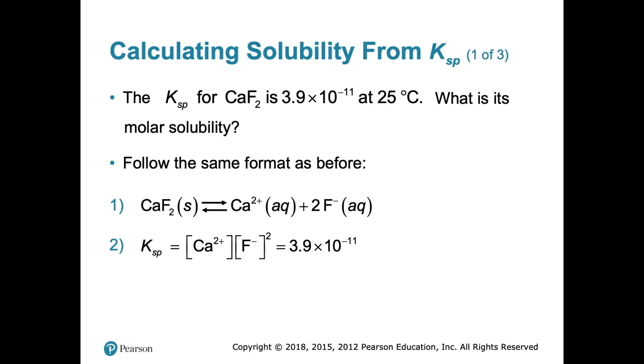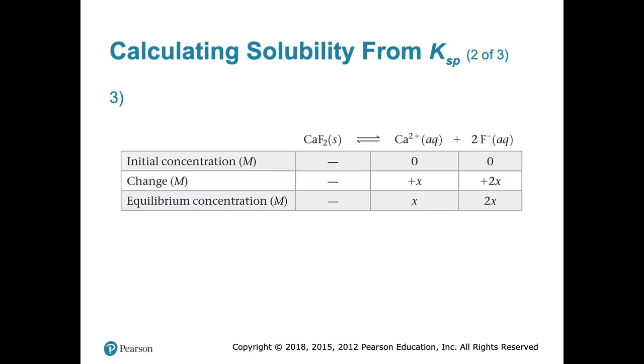So KSP then equals calcium times fluoride squared equals 3.9 times 10 to the negative 11, right? So you have this little equation here. It sure does look like those Ka equations we have to do, right? And so, again, I have to use the ice table, right?